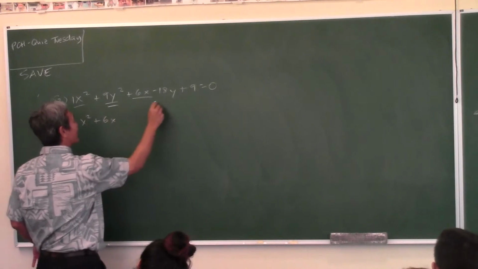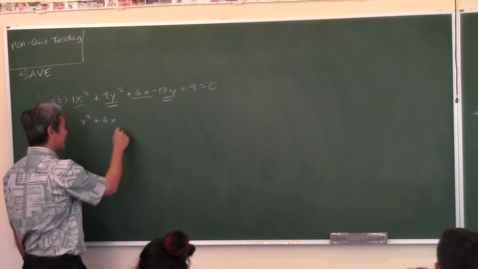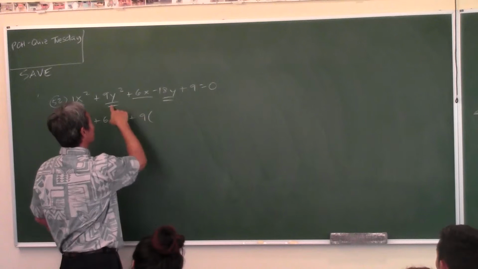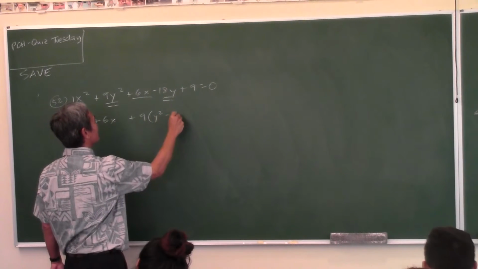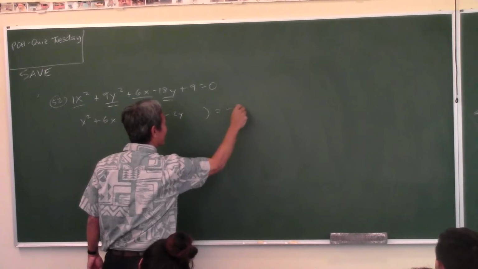Okay, now look at the two y terms. Can I factor out anything from these two? 9. A 9. So you factor out a 9, what's left from the two y terms here? Y squared minus 2y, leave a space, and then this number, throw it on this side.